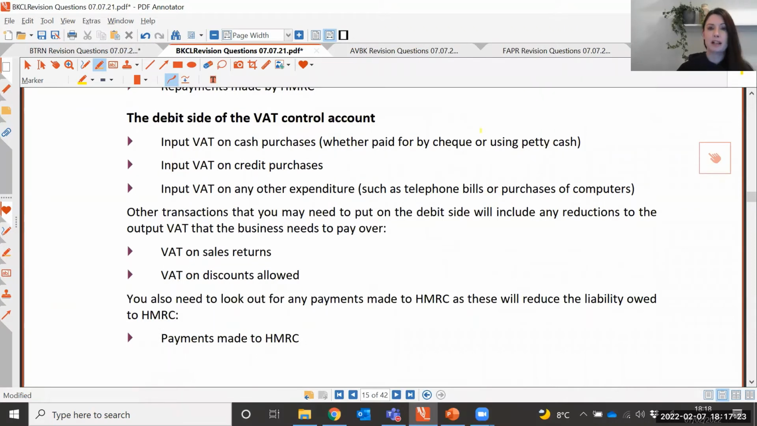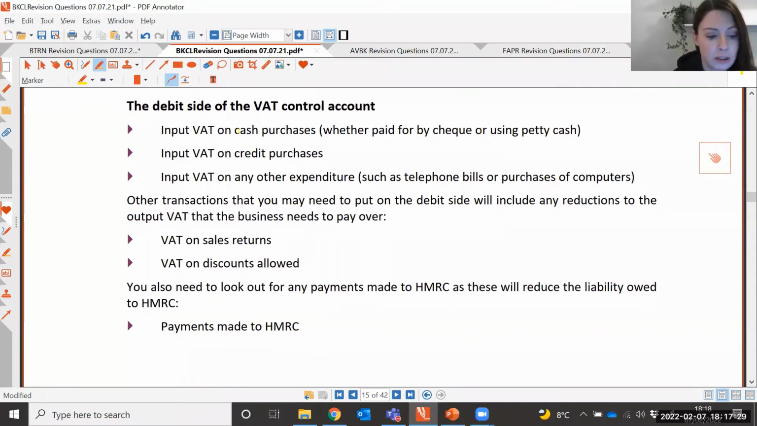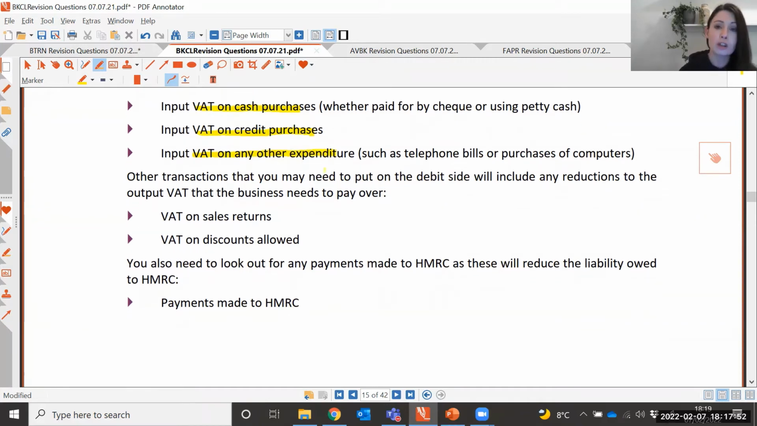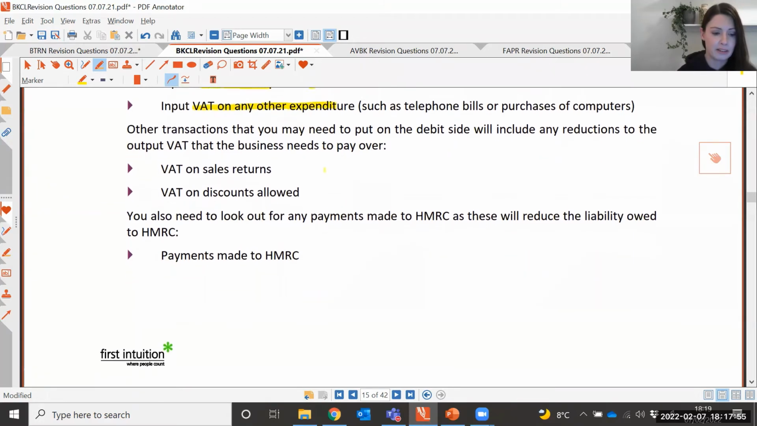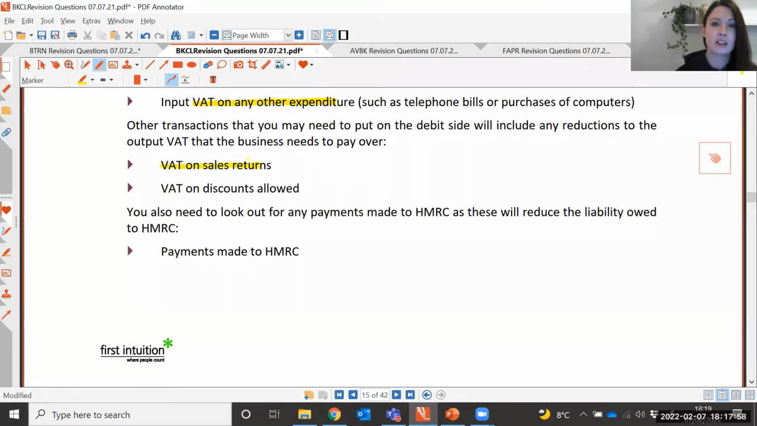And then the debit side of the VAT control account is anything which reduces the liability. So this would be things like VAT on cash purchases and VAT on credit purchases and any VAT on other type of expenditure. So remember, any VAT on any type of purchases we can reclaim back against what we owe HMRC. So it reduces the liability, the debit side. Other transactions we may see on the debit side are VAT on sales returns and the VAT on discounts allowed.